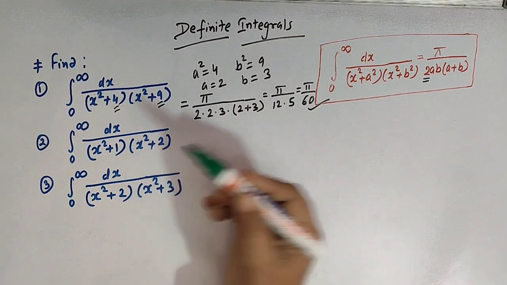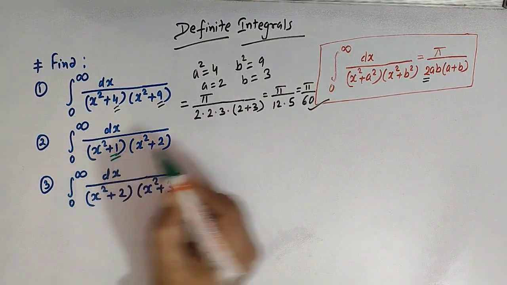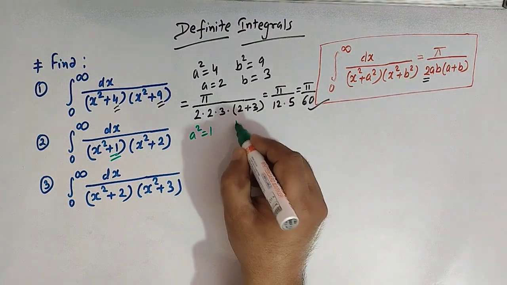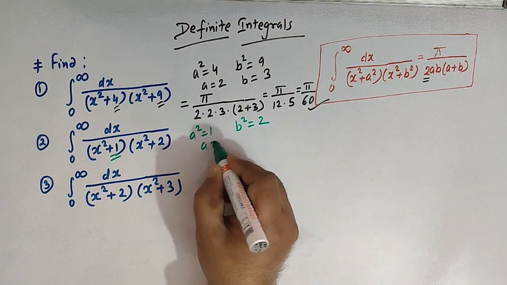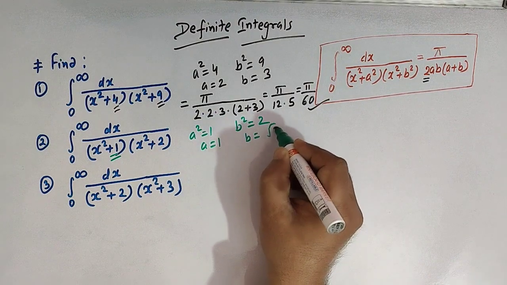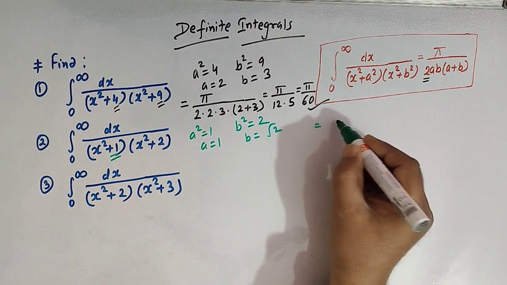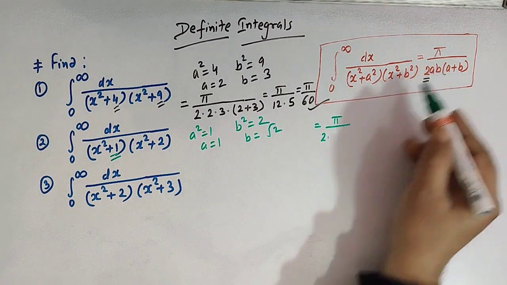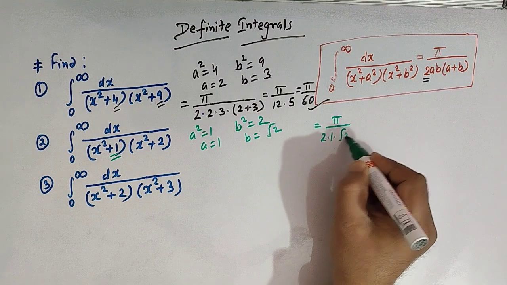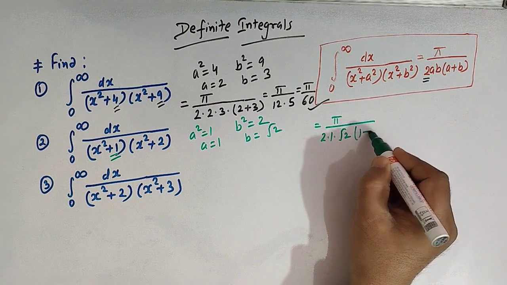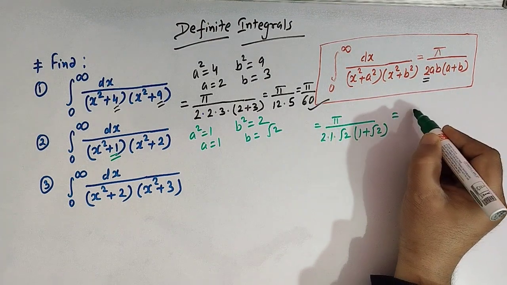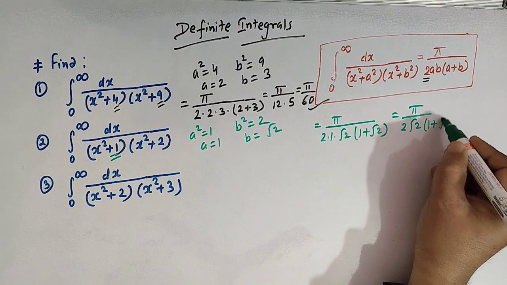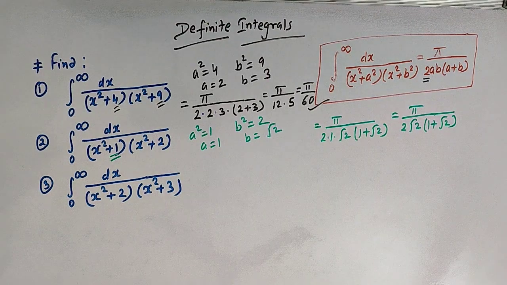Now let us compare this integral with the second one. Here the value of a square is equal to 1, and the value of b square is 2. So a is 1 and b is the square root of 2. The value of this integral can be written as pi divided by 2 times a and b, where a is 1 and b is square root of 2, then we have 1 plus square root of 2. So we have pi divided by 2 root 2 times (1 plus square root of 2).